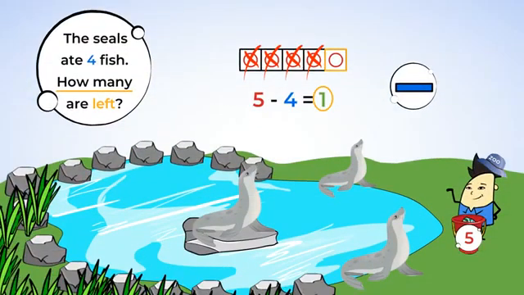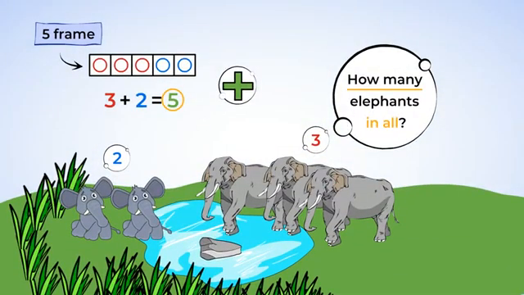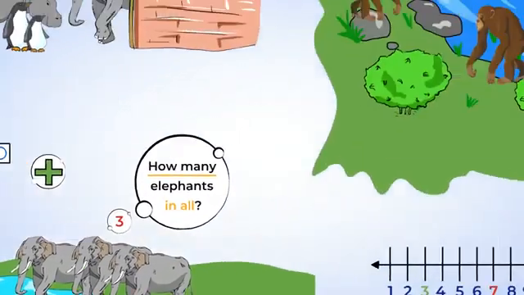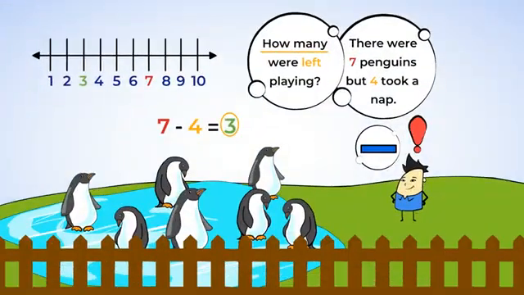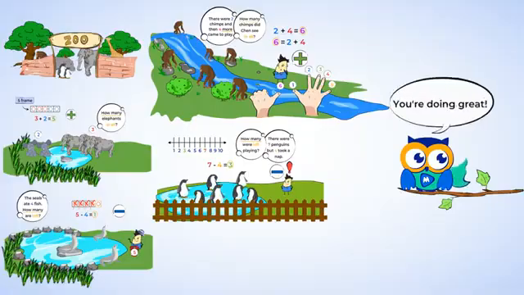We looked carefully for words and hints in the story to figure out if we needed to add or subtract. Then, you used lots of different ways to add and subtract. A 5 frame, your fingers, and a number line. Keep practicing, mighty scholar. You're doing great.